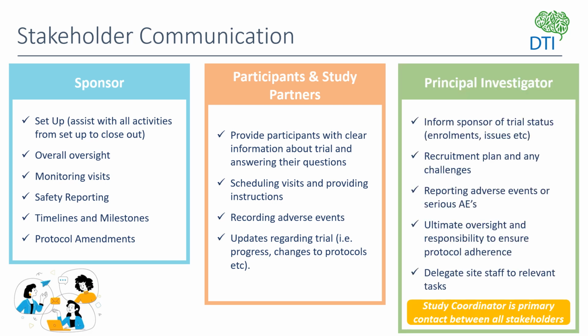And then the last example here I have is the PI. So a two-way street here between the PI and the sponsor, and the PI must inform the sponsor of trial status at their site, such as enrollment status or any issues that are encountered. They must be transparent about their recruitment plan and any challenges regarding recruitment as well. So if they are struggling with recruitment, maybe the sponsor can assist here. So it's very important to have open communication about this.